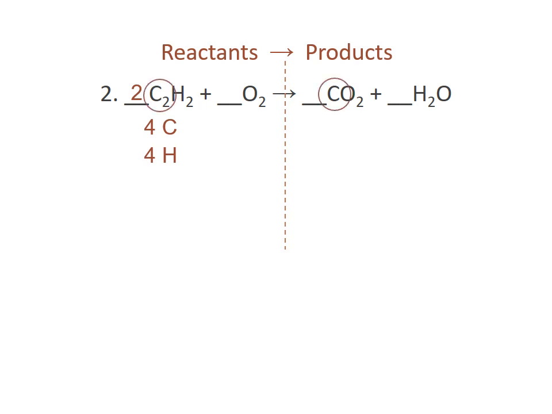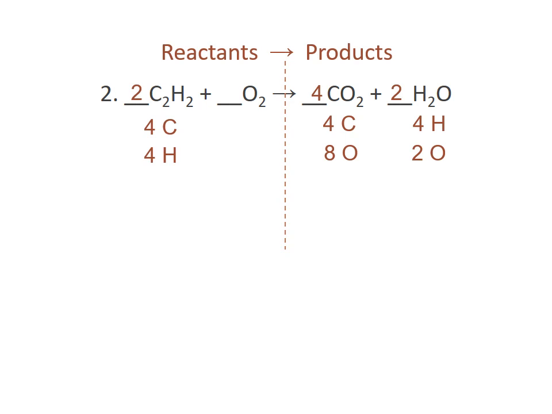I'm going to balance the carbons first again. So if I've got 4 C's on the reactant side, I will need 4 C's on the product side. And I will put then a 4 in front of carbon dioxide, and that gives me 4 C's and 8 O's. Now I'll balance out hydrogen. I've got 4 hydrogen on the reactant side. I will then need 4 hydrogen on the product side. So to get 4 hydrogen, I will need 2 water molecules, and that gives me 4 H's and 2 O's.